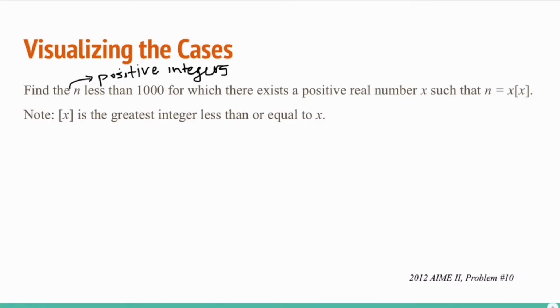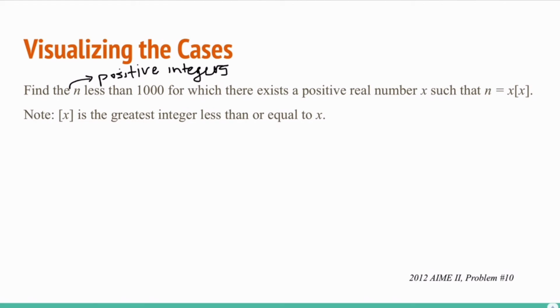Let's end with the problem that demonstrates the importance of looking at the cases. Find the positive integers n less than 1000 for which there exists a positive real number x, such that n equals x times the floor of x. Note, the floor of x is the greatest integer less than or equal to x.